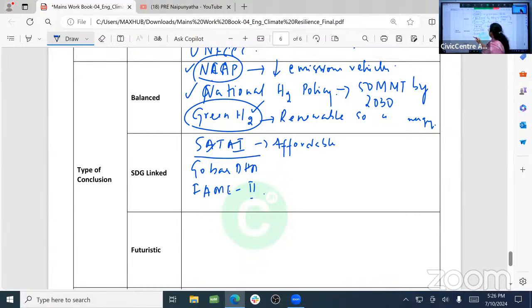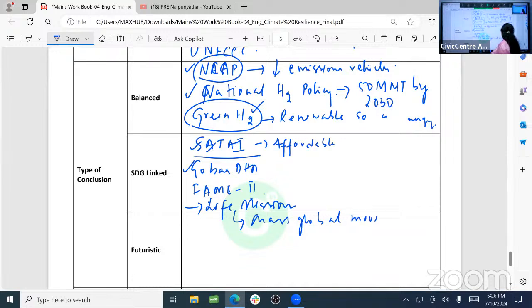We also have the LiFE Mission, wherein we are trying to build a mass global movement in lifestyle change for the environment. Right? So these are the various initiatives that you can list out with their goals, with their statistics and data. That is how we structure the answer.